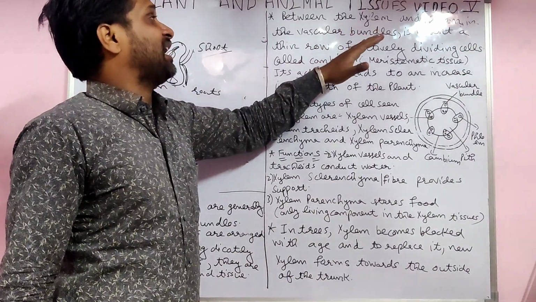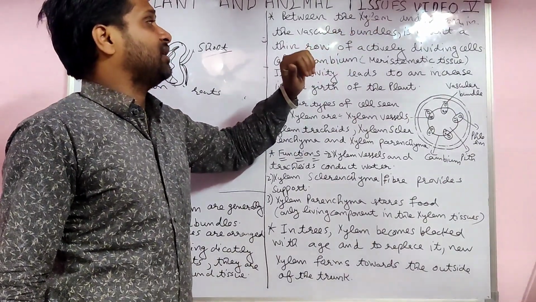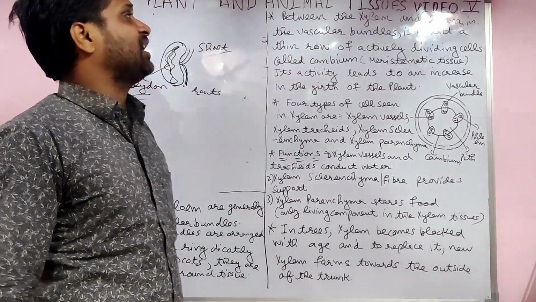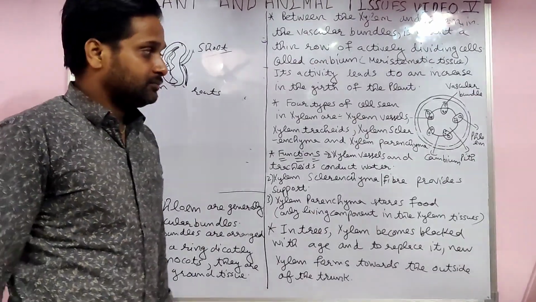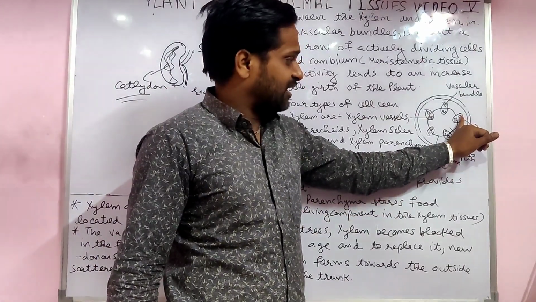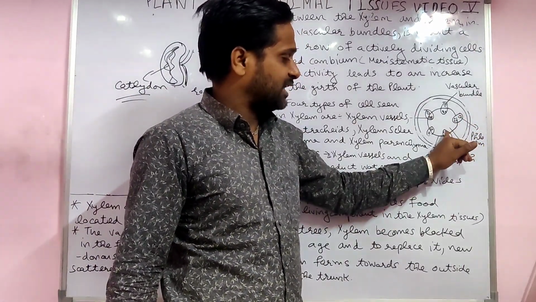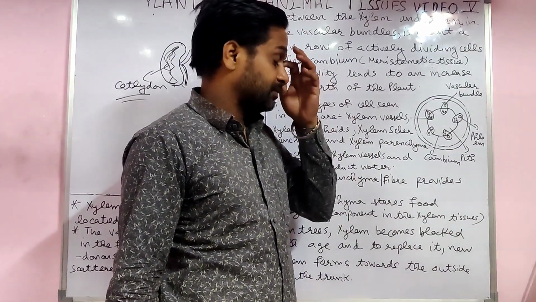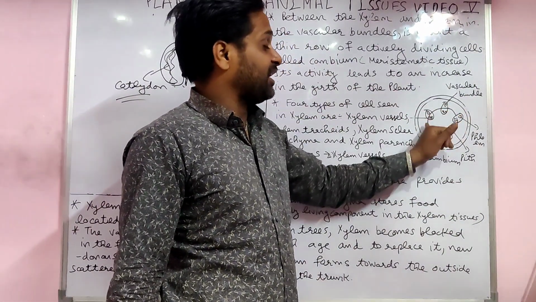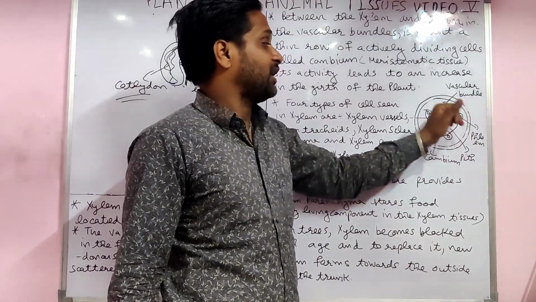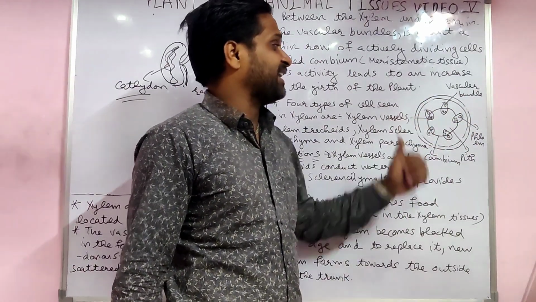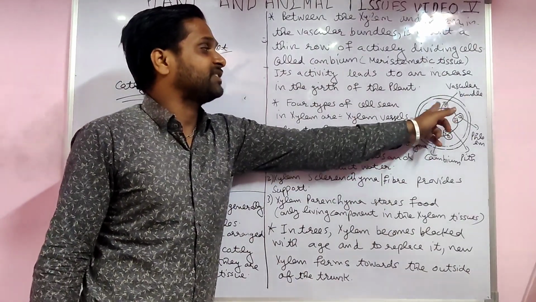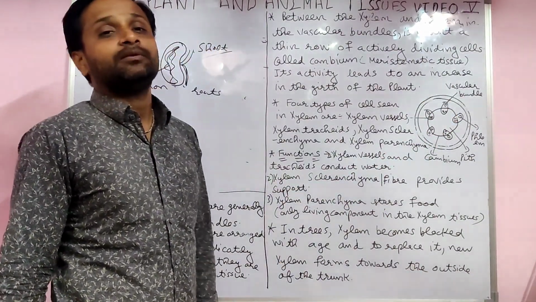Yes, in between the xylem and phloem in the vascular bundle, there is a thin row of actively dividing cells called cambium. This one, the big cell, is the phloem, and the small cell is the xylem. The ring which divides the xylem and phloem is called cambium. And that full group of xylem and phloem is called the vascular bundle.